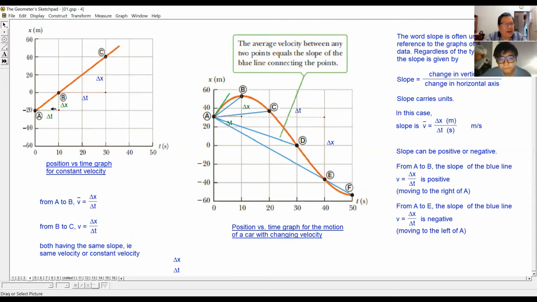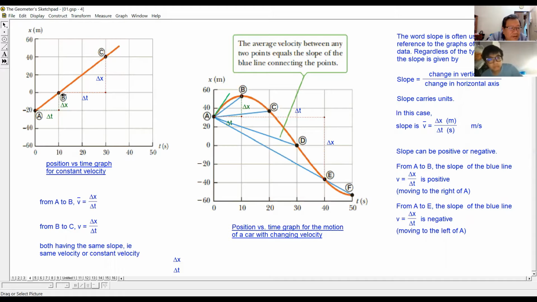Now, the vertical axis represents the position. It is not the displacement, it is the position, right? Displacement is the difference in position. Then on the horizontal axis, the variable is time. Let us look at these 2 points, A and B. A is the initial position, B is the final position.